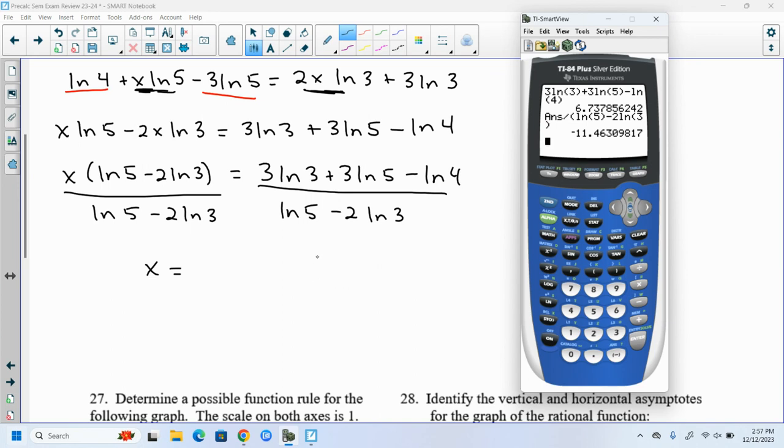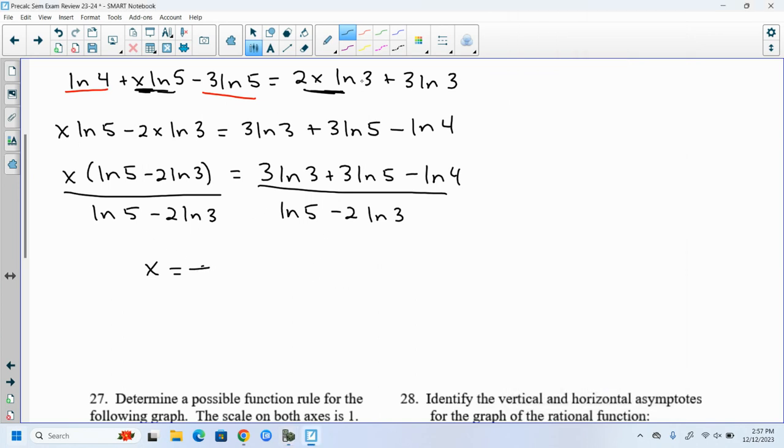Negative 11.463. That is your approximate.